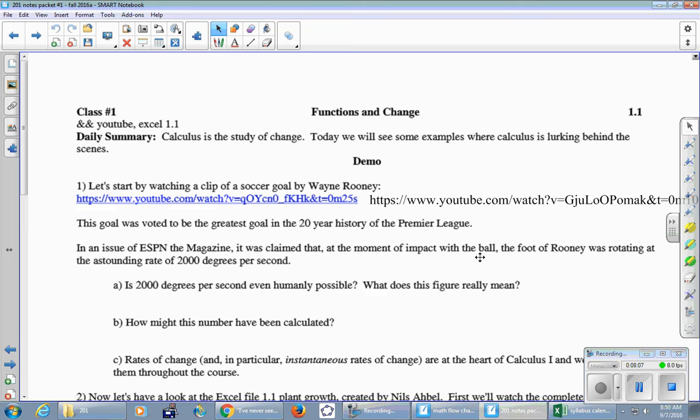So again, even though it's clearly not possible to go 2,000 degrees in a second, we can look at smaller and smaller time periods and really hone in on the one moment that we were interested in, the moment of impact in this case, and then extrapolate from there and come up with something that looks laughable, right? 2,000 degrees in a second is just not possible. It's like a Bugs Bunny type number, but it does make sense as long as you're focusing in on a tiny, tiny interval of time. And we're going to end up doing that a bunch this semester.